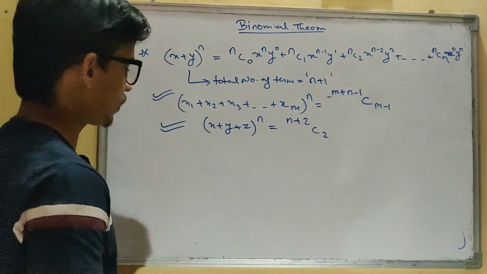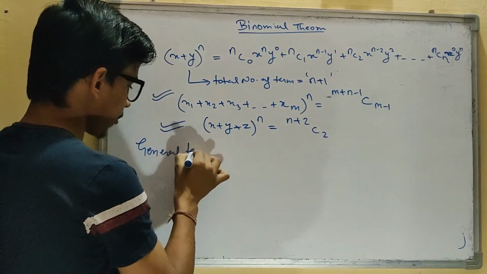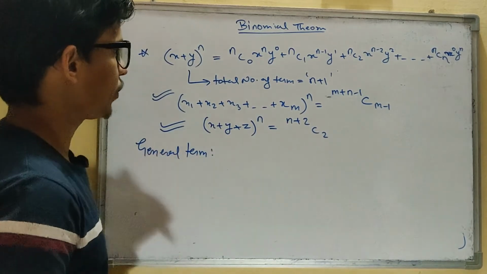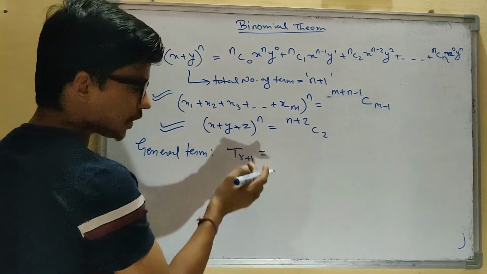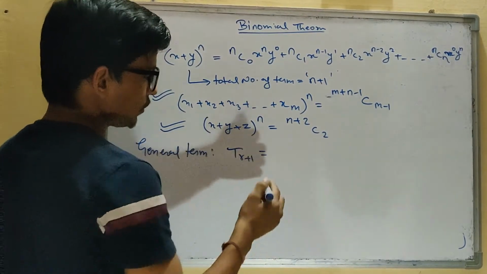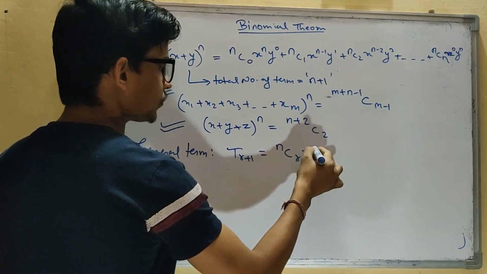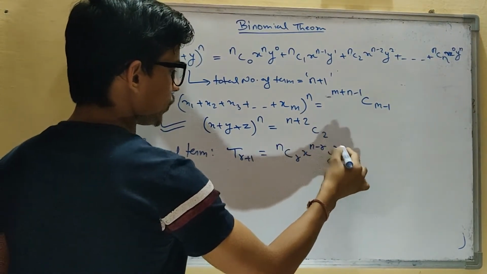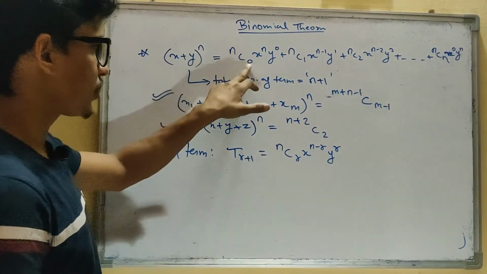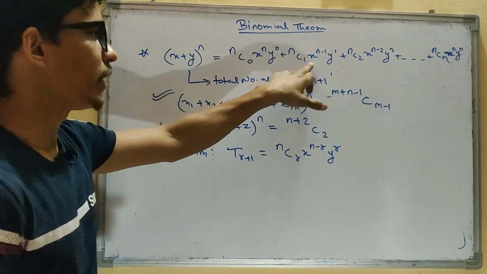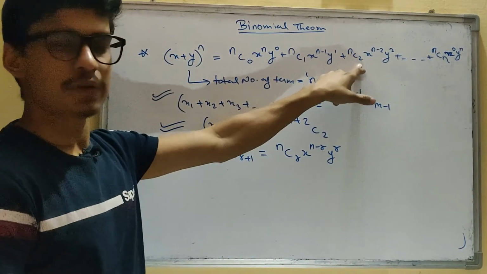Now, there is something important. This is also known as the general term. In the expansion of x plus y to the power n, I want to find the general term T r plus 1. Why r plus 1 has been introduced, I will tell you later. It is going to be nCr x to the power n minus r and y to the power r. If you want the first term, r should be 0. If you want the second term, it should be 1. And for the third term, this value should be 2.